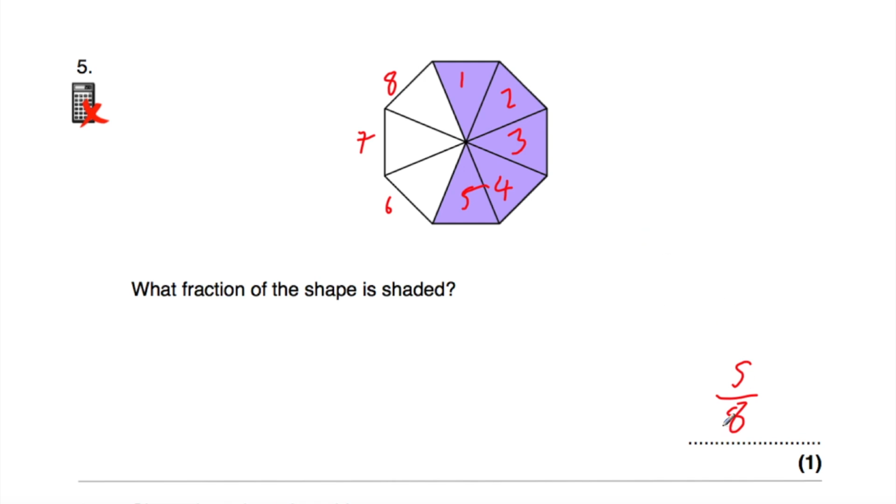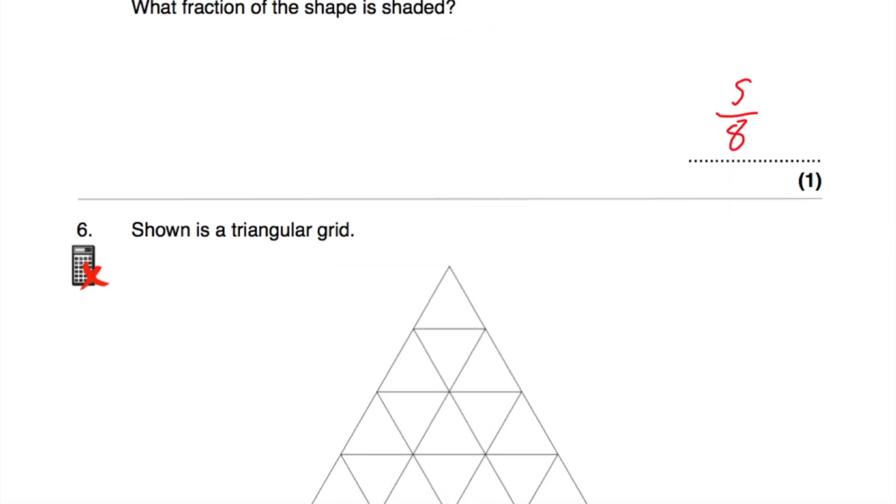If it was 4 out of 8, I probably would cancel it down to be a half. But that's 5/8 and that can't be cancelled down. So what fraction of that shape is shaded? 5/8. And if the question said what fraction of the shape is not shaded, then that would be 3/8. 3 out of the 8. Okay, let's look at our next question, question number 6.